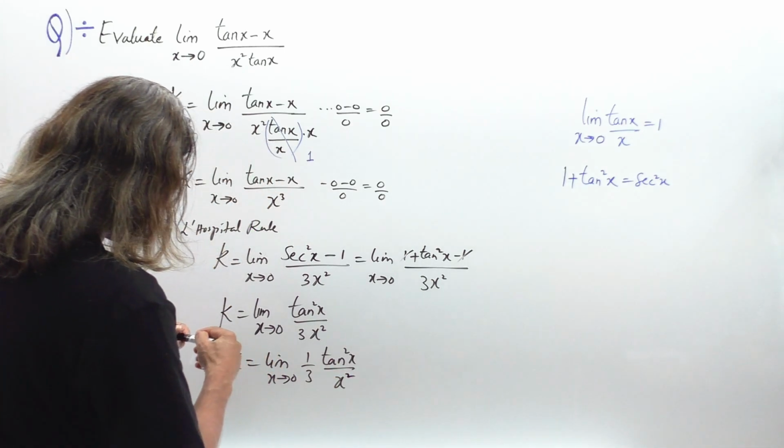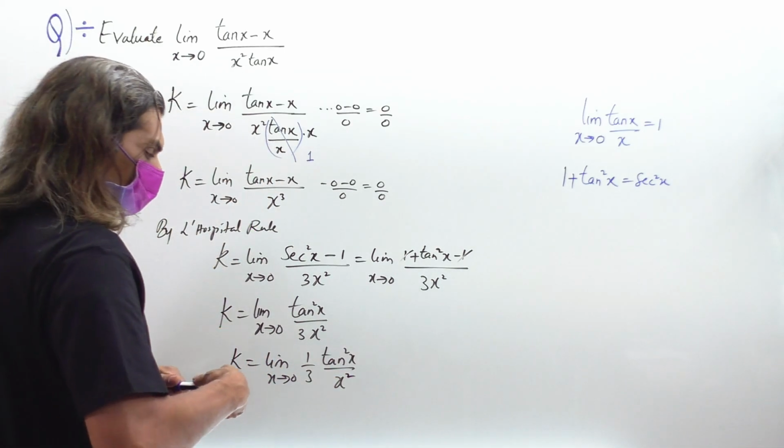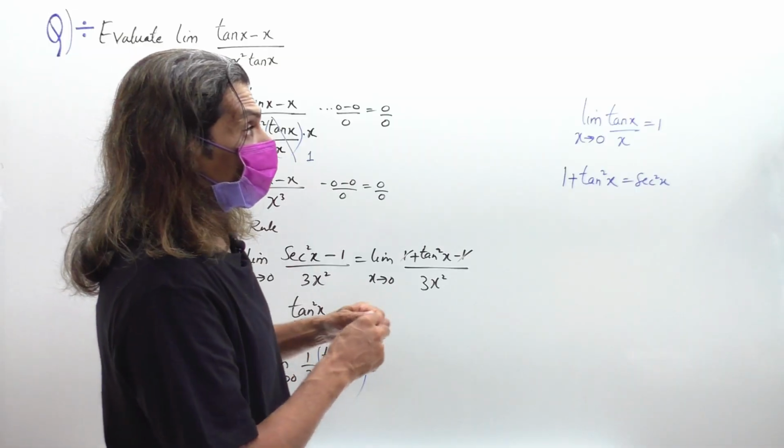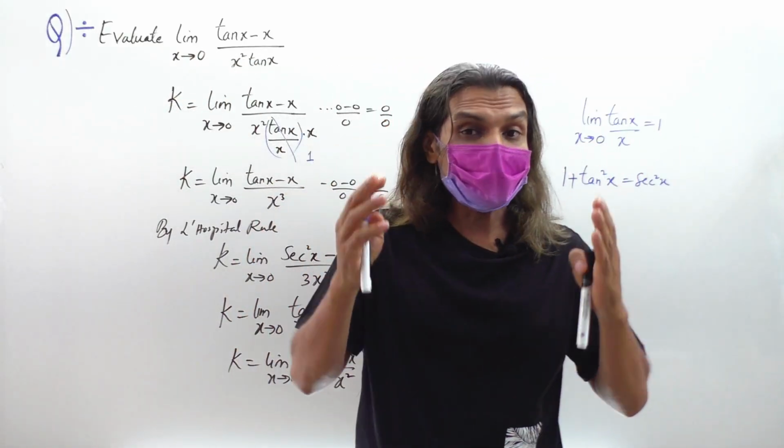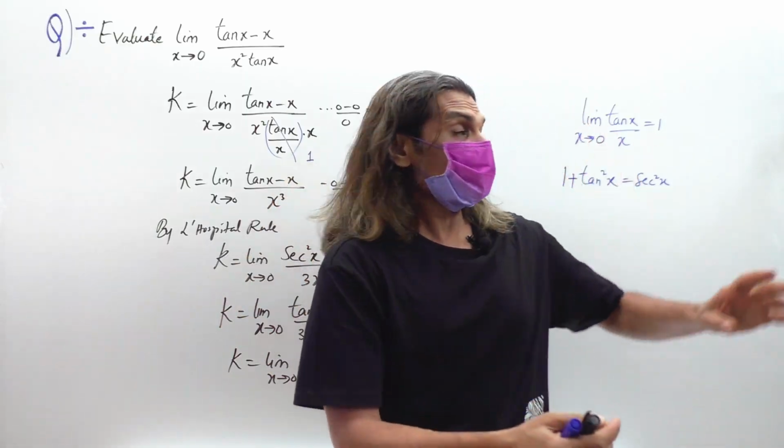And what did I tell you? This limit is so useful. Which limit? The limit of tan x by x as x goes to 0 is so useful. It's not only tan x by x. It can be anything, but this factor should be the same.